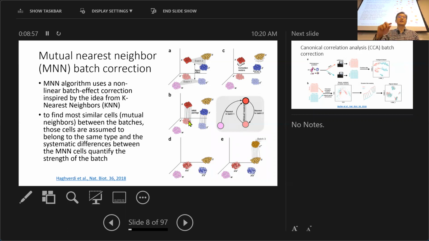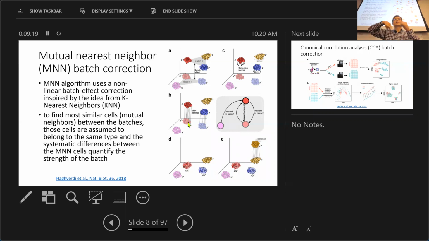make a link. The mutual nearest neighbor is you go the other way around, you found the cells in the batch 1 and look at the nearest neighbor in batch 2. If they're the same cells, then you keep that link. Otherwise, if it's just one direction, you don't keep it.